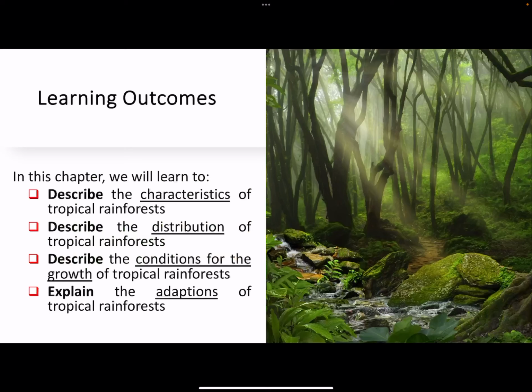We'll be looking at describing characteristics of tropical rainforests. We'll be looking at describing the distribution of tropical rainforests. We'll also be looking at describing the conditions for growth of tropical rainforests, and finally explaining some of the adaptations that tropical rainforests have evolved over the years to deal with the conditions they live in and to thrive in that environment.